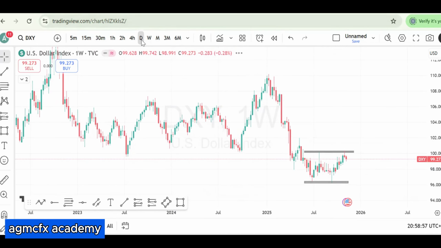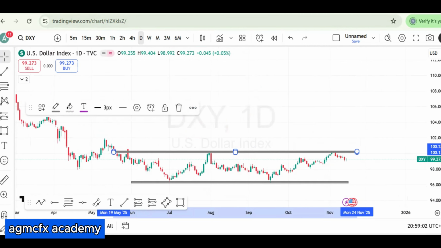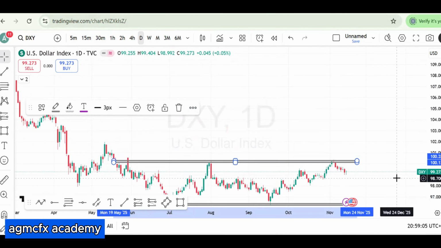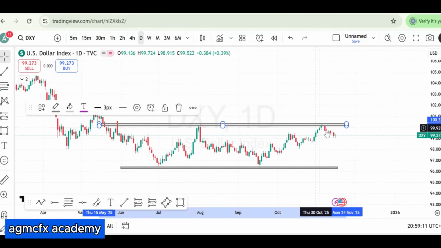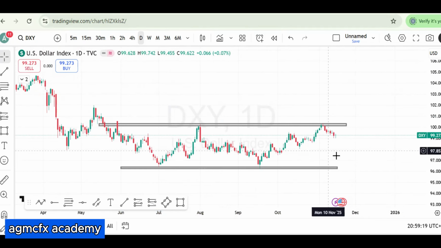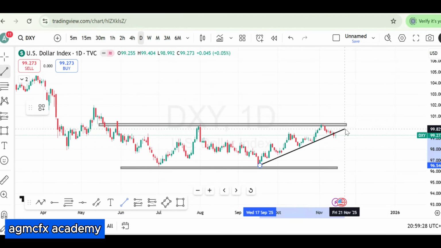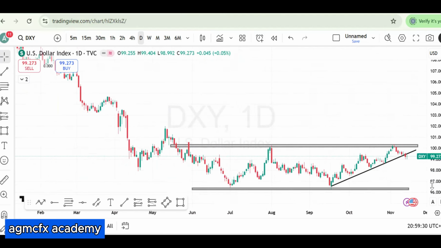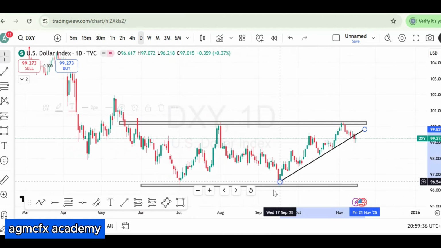Let's go to the daily time frame. So at the daily time frame, the dollar index has reached the previous highest level of August 25, which we are still expecting. As long as the market finds it difficult to break above the signal line, the market is coming down. So on the daily time frame, let's look at our trend. This is our trend, and the market has broken the trend line, so we are expecting a continuation of downtrend for this week.